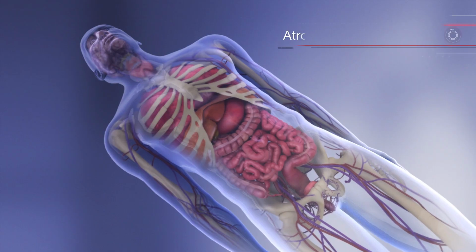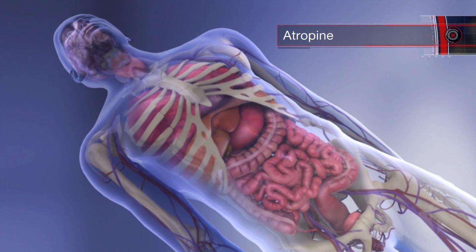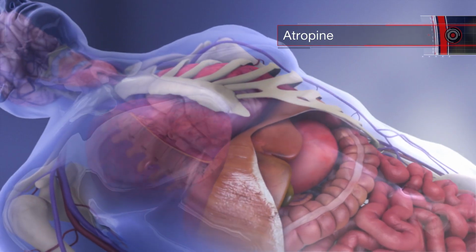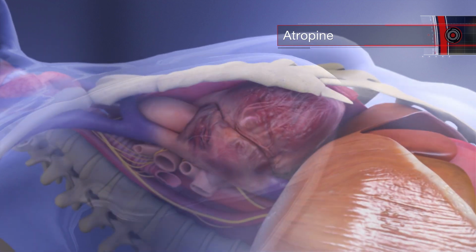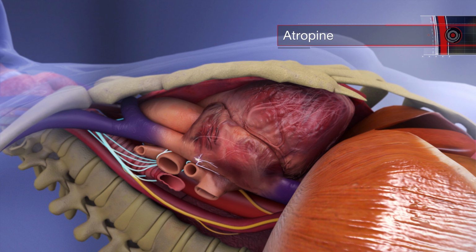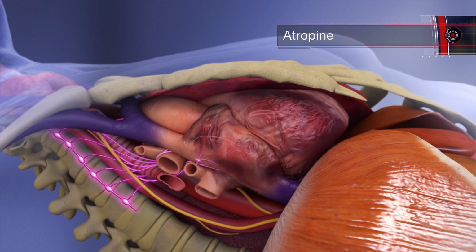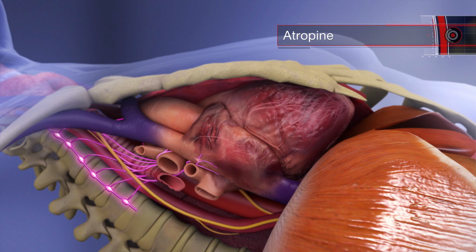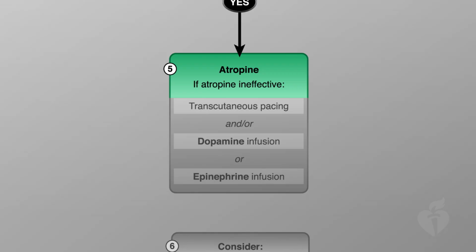Classified as an anticholinergic drug, atropine is effective for the treatment of certain types of bradycardia. For example, if the vagus nerve stimulates the heart, the patient's heart rate will slow. Atropine blocks the action of the vagus nerve, causing the heart rate to increase. If atropine is ineffective, prepare for transcutaneous pacing and consider dopamine or epinephrine infusion.